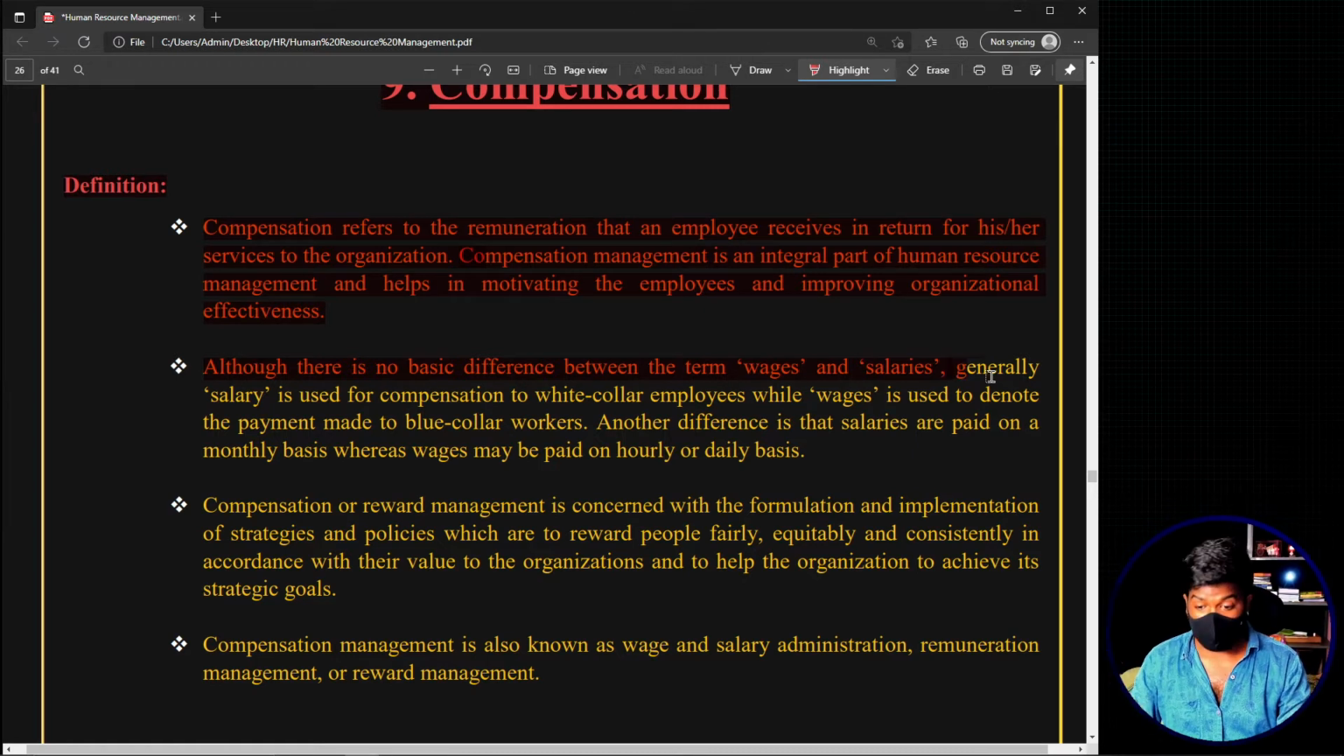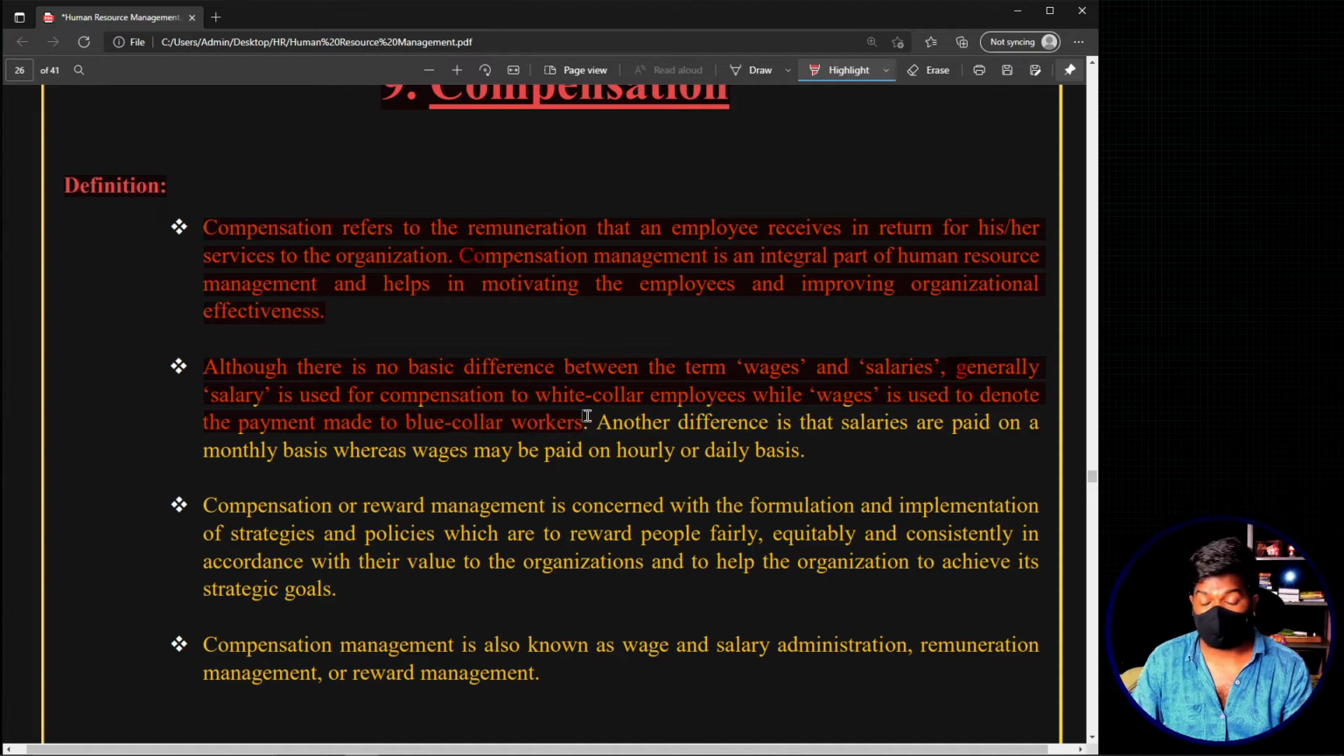Generally, salary is used for compensation to white collar employees, while wages is used to denote the payment made to blue collar workers. Now, you also need to understand what white collar employees and blue collar workers mean. For simple understanding, blue collar workers are the workers who are basically assigned on the floor, on-floor workers. Whereas white collar employees are basically in superior roles or managerial roles, executive roles and so on.